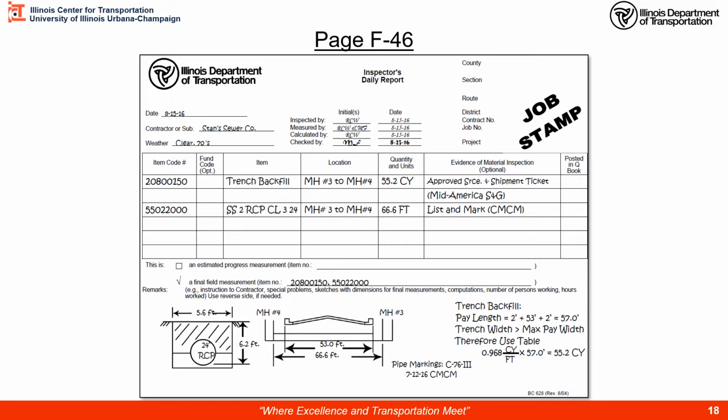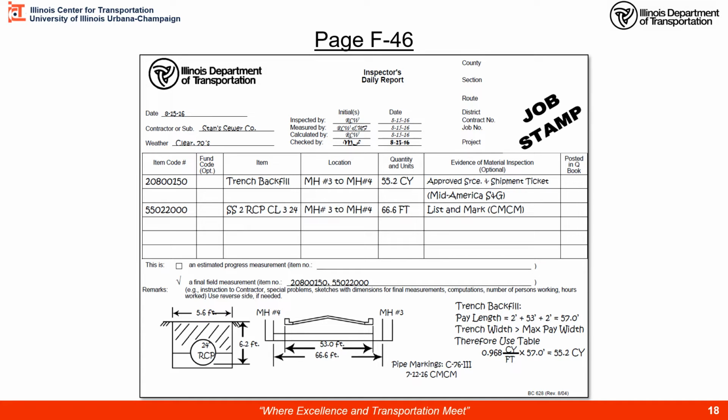So from the list and mark, we have our evidence of material of inspection. We have our length, 66.6 feet, and we record storm sewer 2 reinforced concrete pipe class 3, 24 inch. So we got that one taken care of. Next thing we need to look at is the trench backfill. So there's a couple of things to look at. From back of curb to back of curb is 53 feet. But then we go 2 feet beyond that on each side to make sure we have a good stable structure.